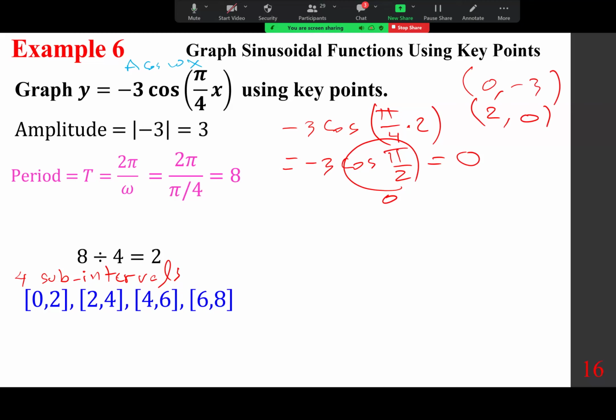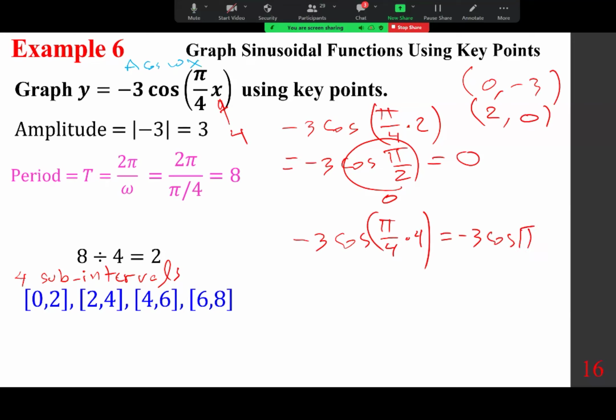Let's do one more. Let's plug in 4 here. So if I put 4, I get negative 3 cosine of pi over 4 times 4, which means minus 3 cosine of pi. And what is cosine of pi? Negative 1, times negative 3 is positive 3. And so I get 4 comma positive 3.